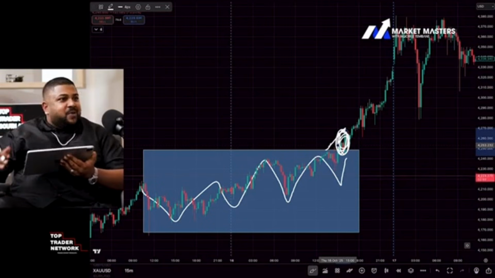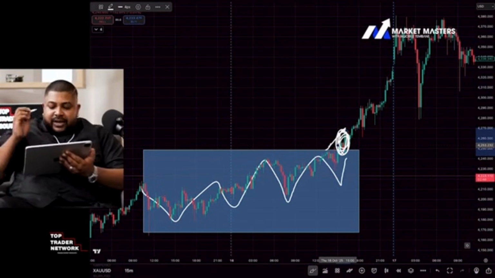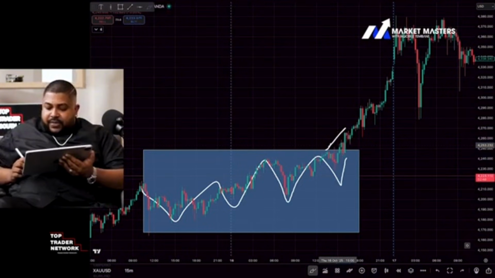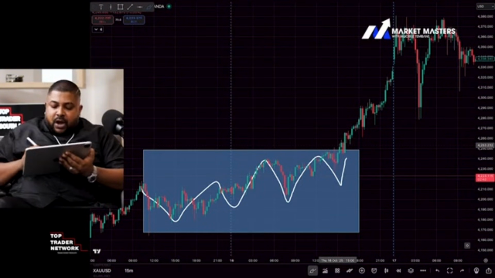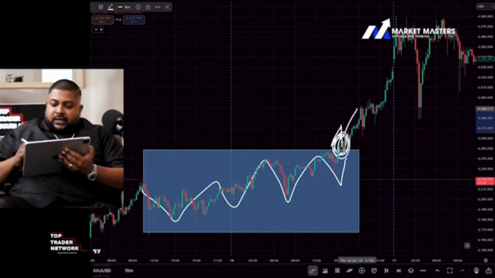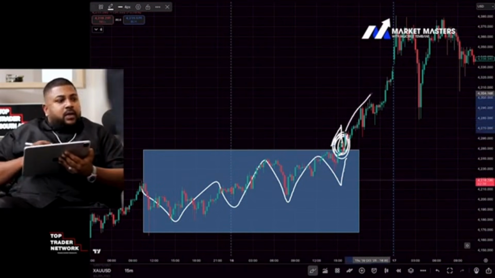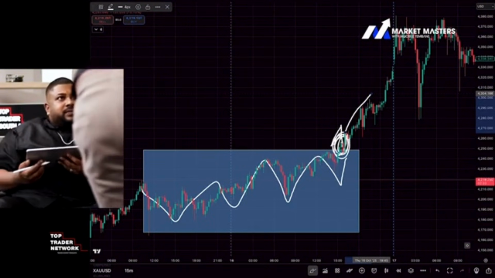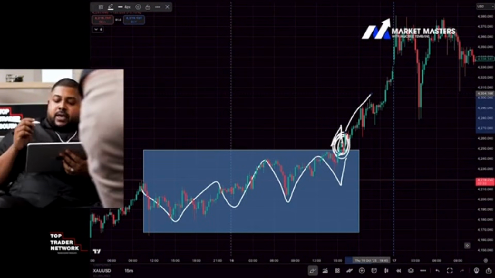Quick 50 pips. We're done for London session. Trade the manipulation. So we drew our range, price broke out, and retested at this point where I'm drawing the circle. Take a small trade up there, 50 pips. We're in the game.